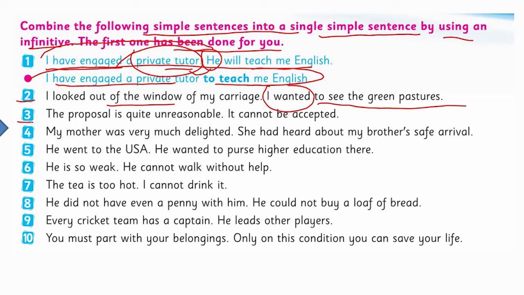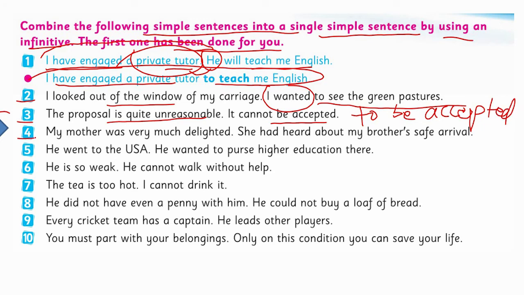The third one, the proposal is quite unreasonable. It cannot be accepted. How you will change it? The proposal is quite unreasonable to be accepted. Yes, to be accepted.